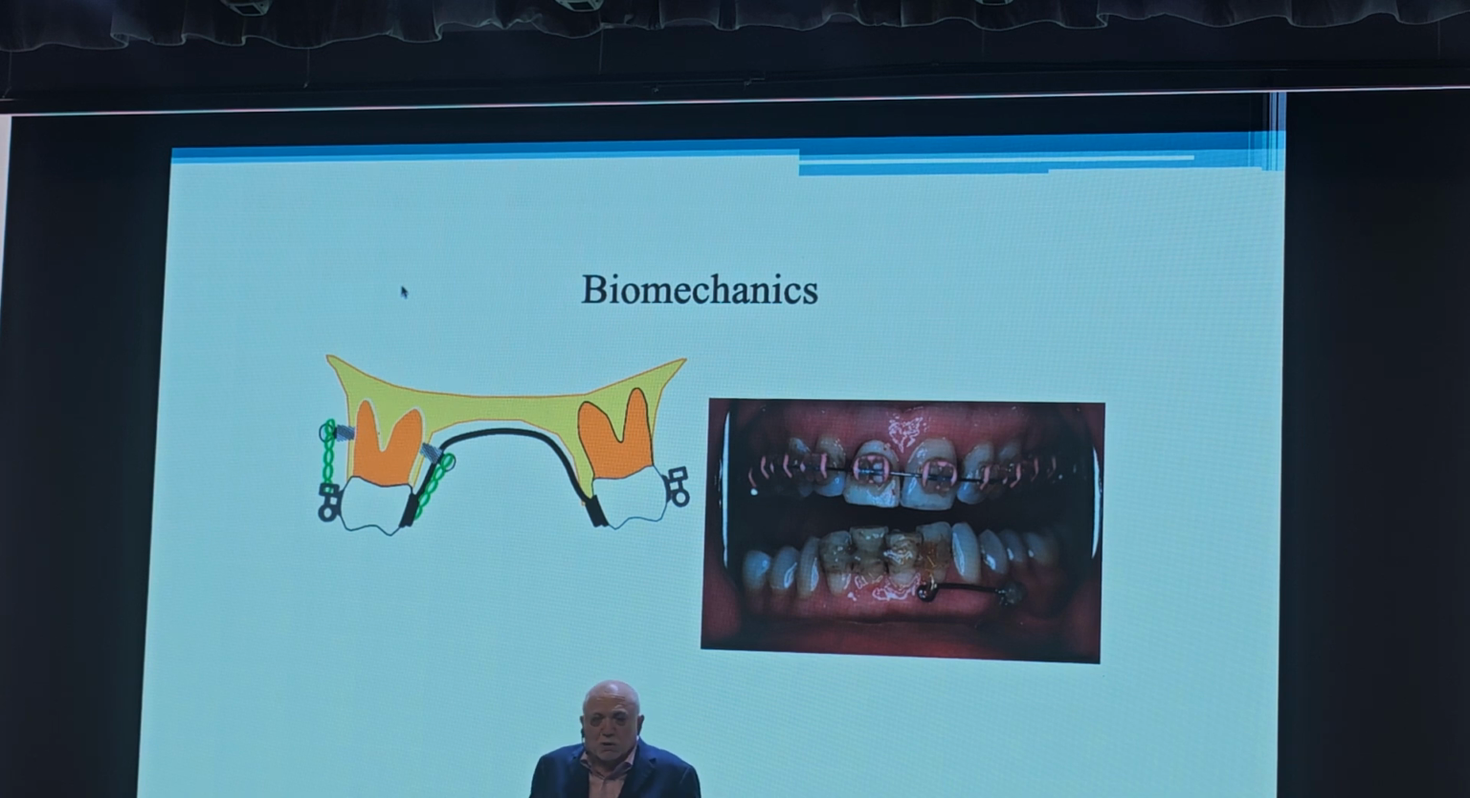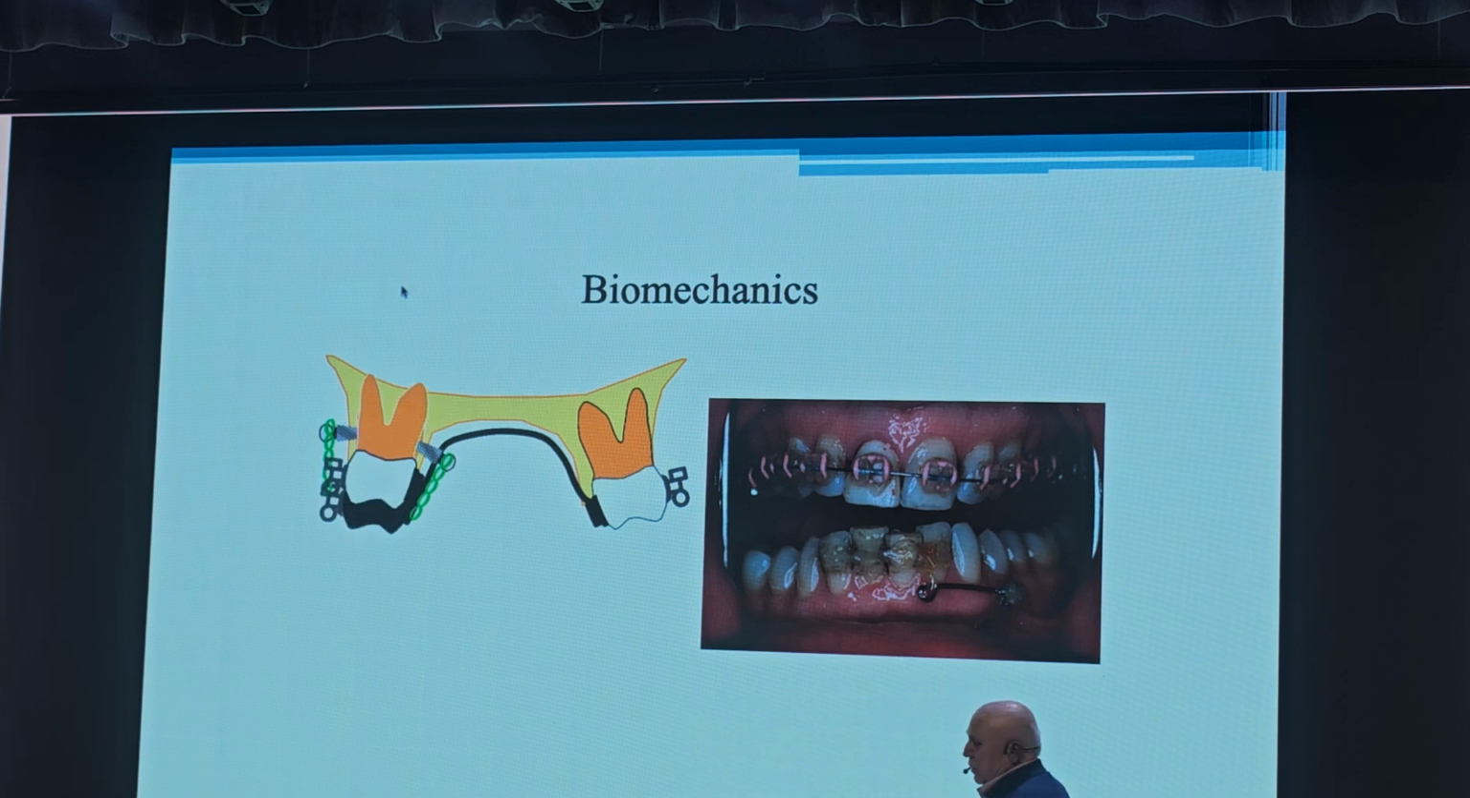So you can use coil springs, you can use elastics, but we are using a parallel arch because I don't want to lose the transverse relationship. So the parallel arch is away from the tissue, so that when you are intruding, you have a space to go up. See this? It's very easy to do in animation. Very difficult in patients' mouths.